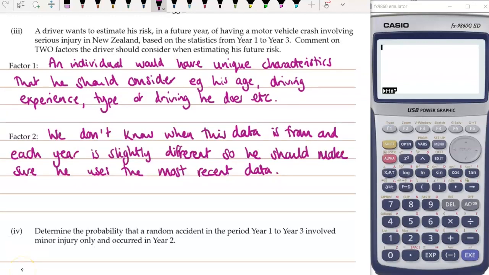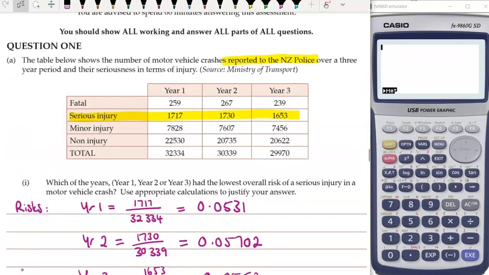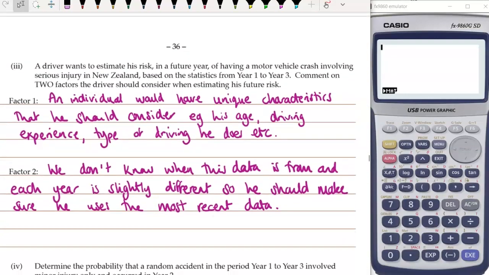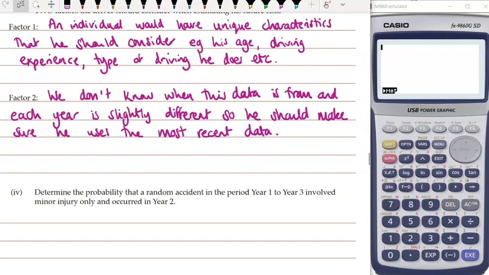And the other thing, I just scrolled back up to the question to see what we've got for the source. All we've got is that it's the source from the Ministry of Transport, but we don't know when this information was from. So the second factor is that we don't know when this data is from. Each year of those risks that we just worked out was slightly different, so he should make sure he has the most recent data to see if anything has changed before he uses it.